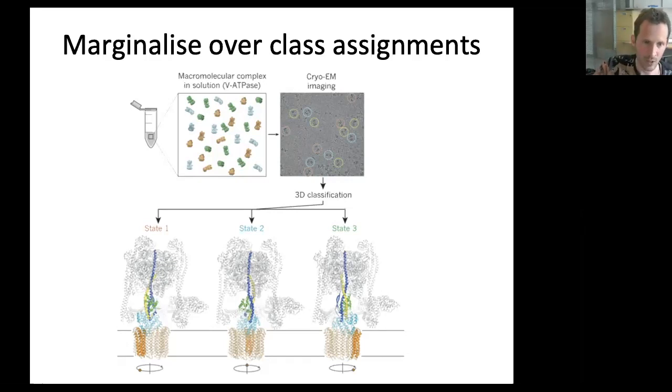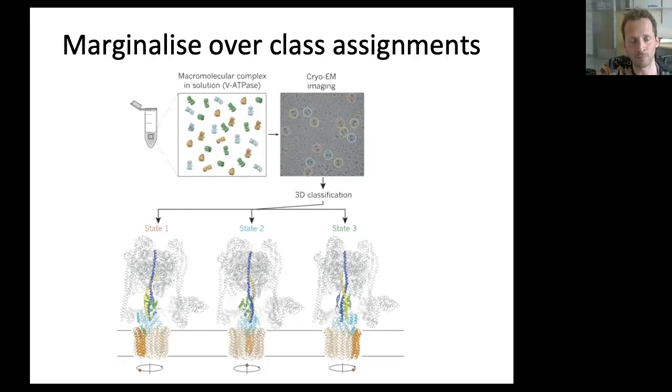Okay, now one problem that many people in the field are interested in is if this is not a discrete number of states that exist in the data, but it becomes a continuum. For example, a continuous rotation around this axis, or there could be some arm waving around, etc.